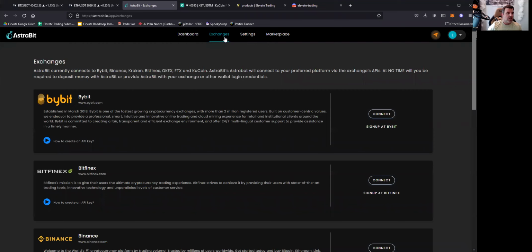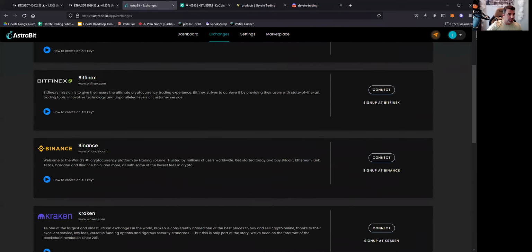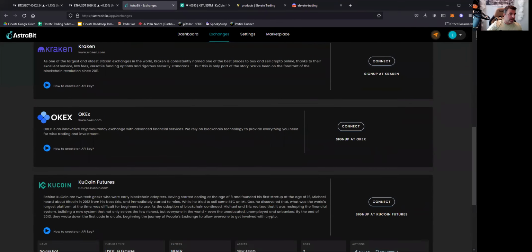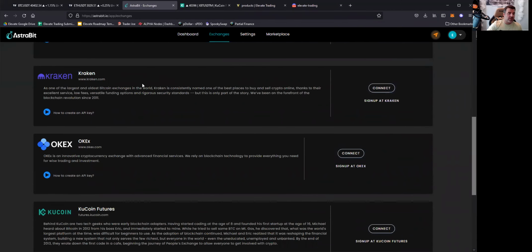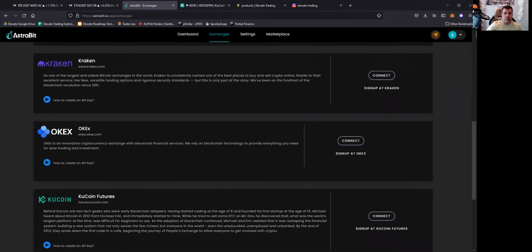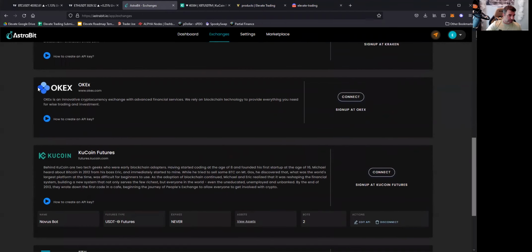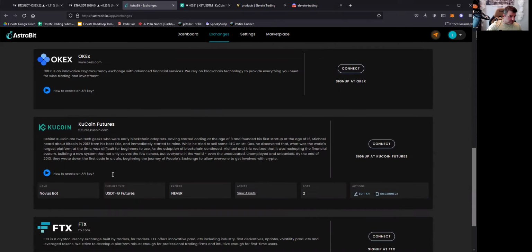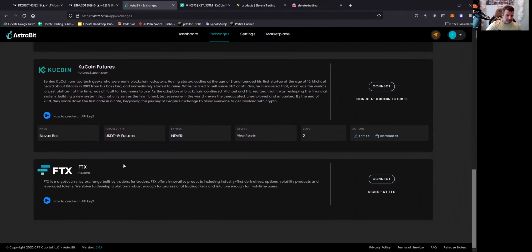for these strategies. And that is directly on the Astrobit website itself. So there's Bybit, Bitfinex, Binance, Kraken. Do be aware, though, that if you are on Kraken, you better be a whale, because I think in order to be able to margin trade on Kraken, you need to have like $10 million in assets. So if you are a U.S. resident, do keep that in mind with some of the exchanges that you are opting to sign up on. Okay, then OKEX and KuCoin, and then of course FTX.